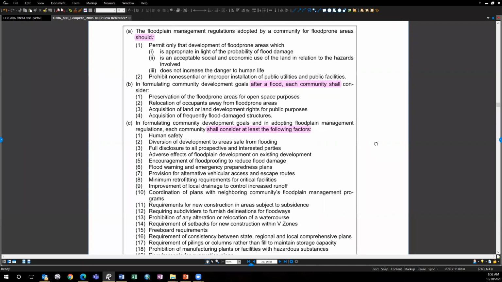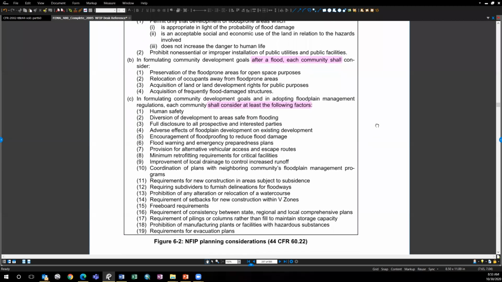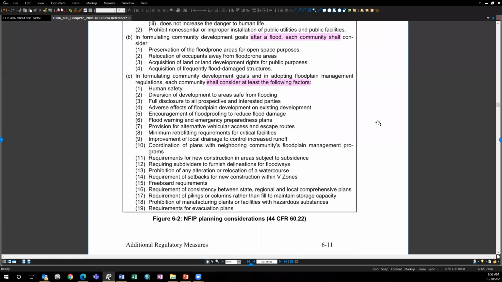As the local floodplain official, here's what you should consider when you set up your regulations. Permit development that's appropriate, acceptable social uses of the land, that does not increase danger to human life. If you suffer a flood, maybe you have developments that happened in the 1960s, 1970s, or much earlier than that. People didn't look at floodplain regulations as significantly back then. Now you've suffered a flood.